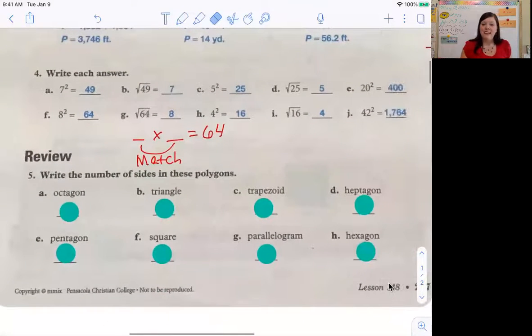Okay, at this time, I'd like for you to work section 5 independently, and then you're going to check back in with me with the video, okay? So go ahead and pause and work. Go.